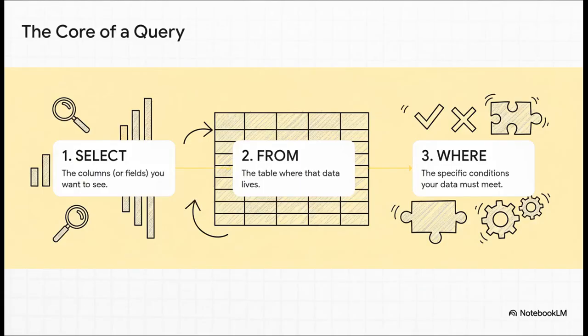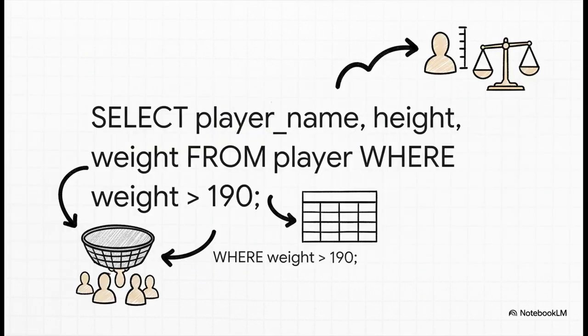Okay, so let's break down the core of any query. It's really just three simple parts. First, you select the columns you want to see. Second, you tell it from which table that data lives in. And third, you specify where your data has to meet certain conditions. It's just a clear set of instructions. For example, take a look at this. We're telling the database to select the player's name, height, and weight. We want it from the player table, but, and this is key, only where that player's weight is more than 190. Simple, right? It's logical, and it's incredibly powerful.